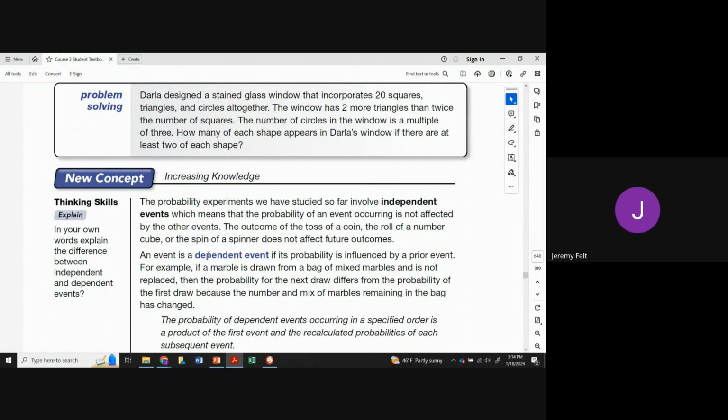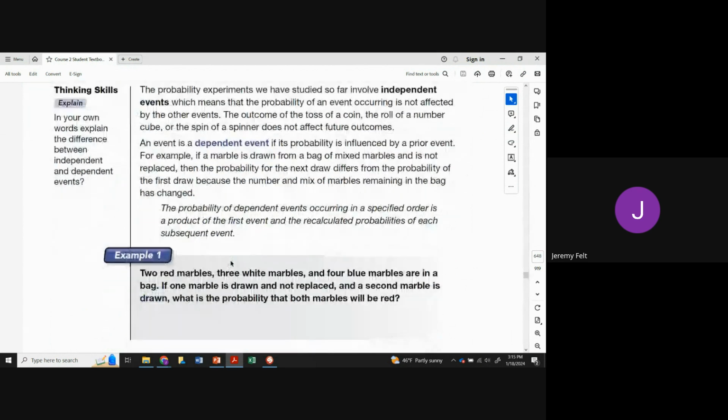So an event is a dependent event if the probability is influenced by a prior event. So if a marble is drawn out of a bag, mixed marbles, and is not replaced, then the probability for the next draw is different than it was for the first. Or a deck of cards. Pull a card, put it back in, shuffle it back up, and draw again. It's independent. You pull out a card and keep it out. That affects the probability of drawing a king or a queen or whatever on the next draw. So that would be dependent.